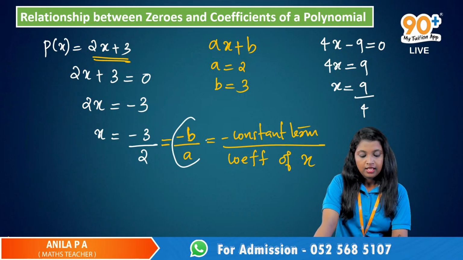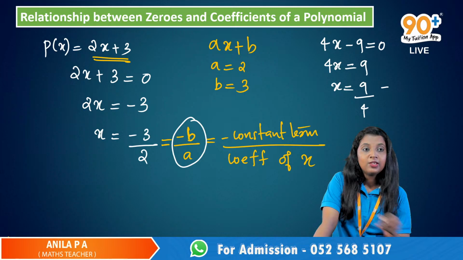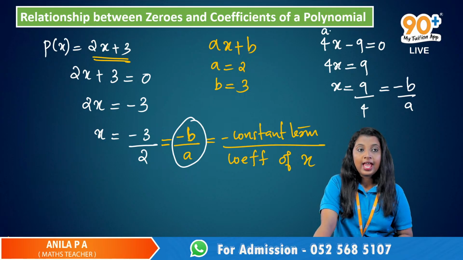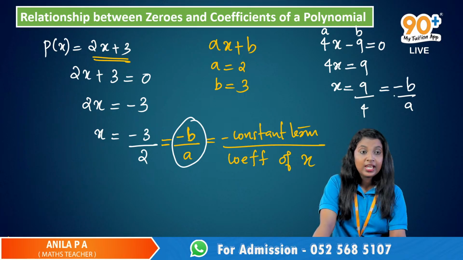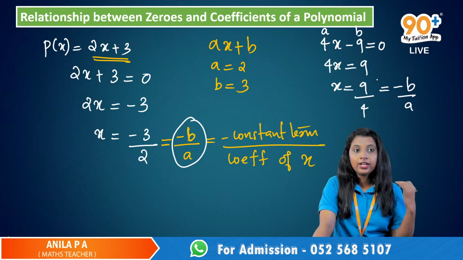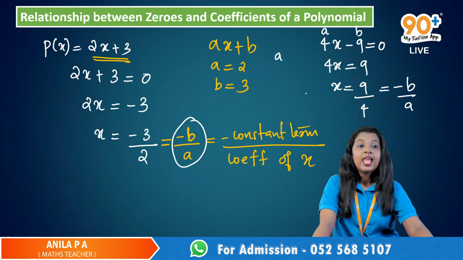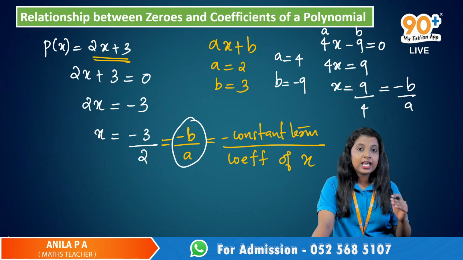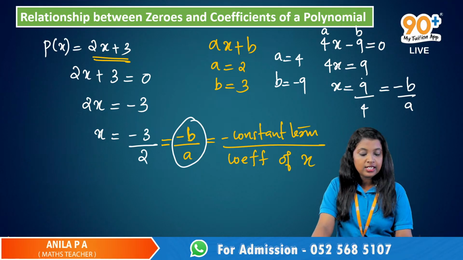See, this is actually equal to negative b by a. Let me write the values of a and b here. 4x minus 9 is the polynomial. In place of a we have 4 and in place of b we have negative 9. So when we consider negative b by a, this is negative of negative 9. Got it? Because a is equal to 4 and b is equal to negative 9 in the second polynomial. Negative of negative becomes positive. So that's why here it is 9 by 4.